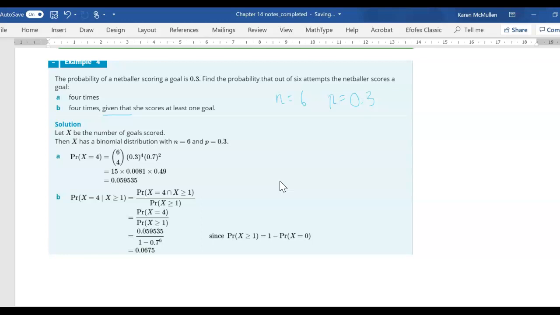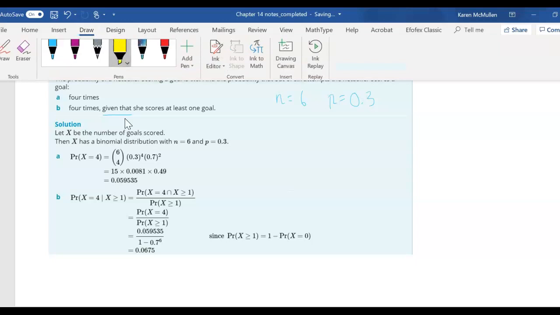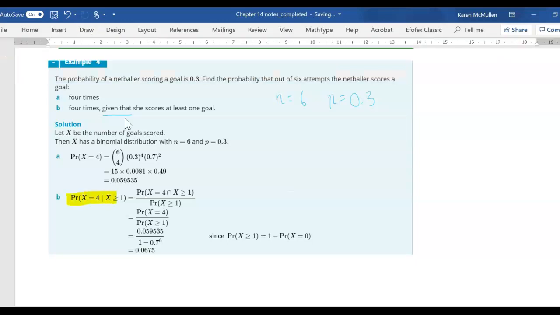With question B, I'm going to talk about that one a bit more because we haven't done conditional probability with binomial distribution, but it's not that hard. If you're okay with conditional probability, you'll be okay with this. So we want the probability that x equals 4 given that x is greater than or equal to 1. So we want at least one goal.